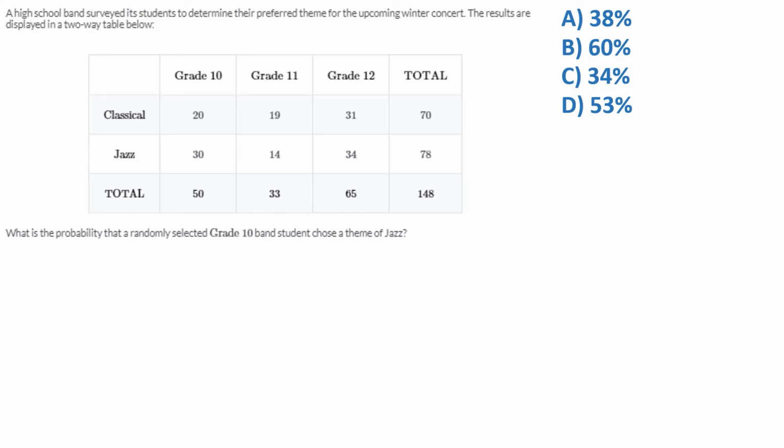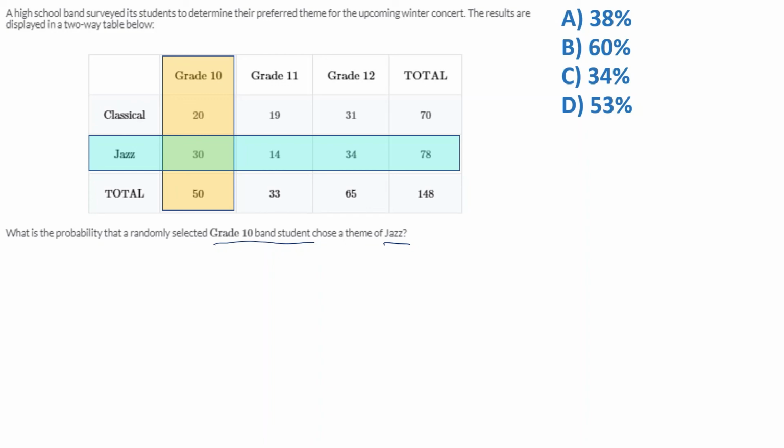What is the probability that a randomly selected grade 10 band student, so that means we have to look at the grade 10 section, chose the theme of jazz? We'll also look at the jazz section. We see right here that there is a perfect intersection point of 30. What does the number 30 represent? Well, it represents the number of students in grade 10 that chose jazz as their preferred theme for the upcoming winter concert. Since we're finding probability, we will have a proportion.